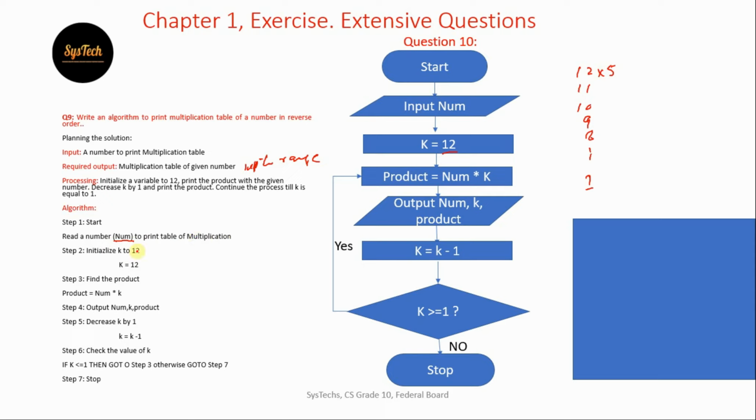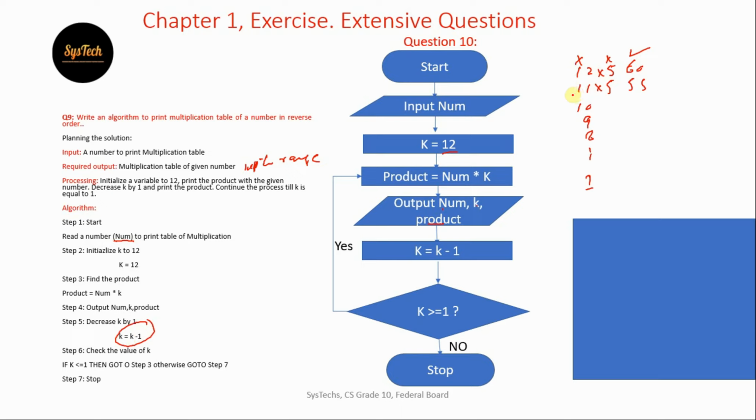And step number 2, initialize k to 12 because we shall print in the reverse order. And step number 3, find the product. Product is equal to num multiplied by k. Step 4, output num, k, product, like 11 multiplied by 5, so it will be equal to 55. So this is num, this is k, and this is product. Thereafter k is equal to k minus 1. So we are decreasing the k with each iteration by 1.